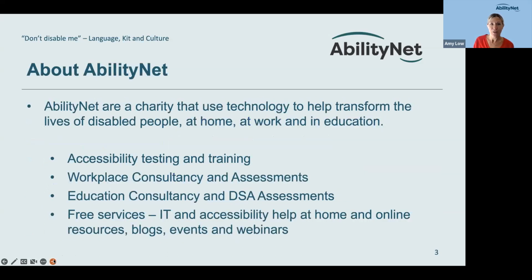So I'll start the introductions with a little bit about AbilityNet for anybody who's never come across us before. We're a technology charity that exists to remove barriers to participation for disabled people at work, in education, and in day-to-day life. And we do this by providing services to individuals, providing recommendations for assistive technology and adaptations to meet their needs. And we also offer a wide range of consultancy and training services to organisations, all geared towards offering an inclusive employee and customer experience.